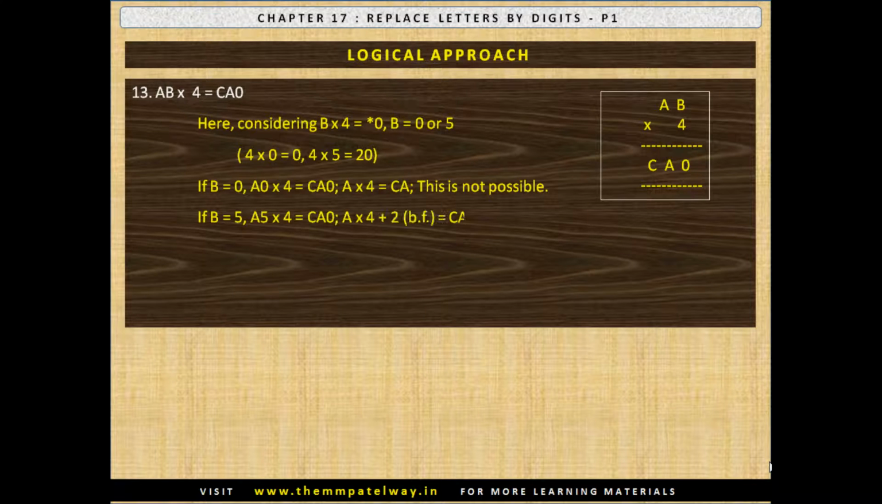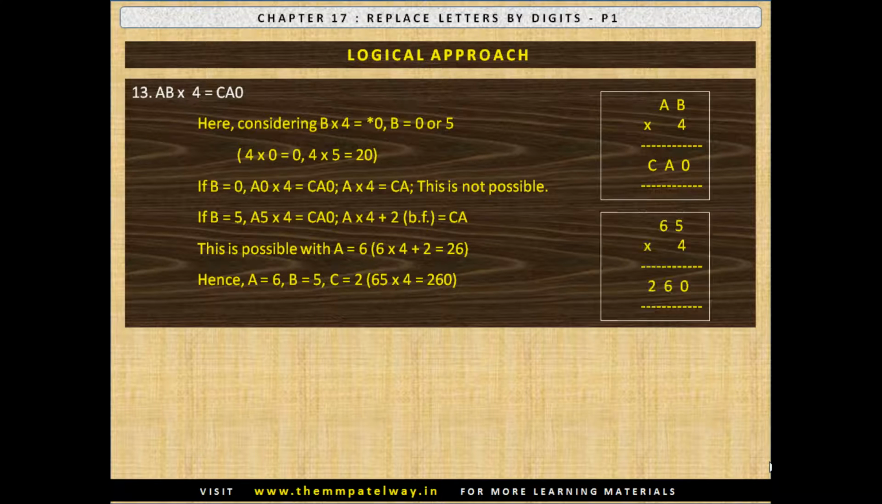If B equals 5, A5 into 4 should be equal to CA0 and A into 4 plus 2 should be equal to CA. This is possible with A equals 6 because 6 into 4 plus 2 equals 26. Hence, A equals 6, B equals 5 and C equals 2. That is 65 into 4 equals 260.